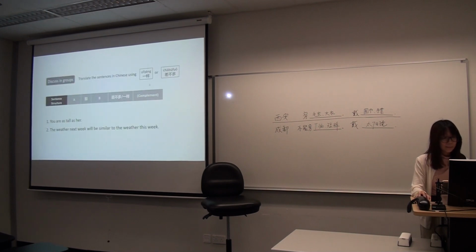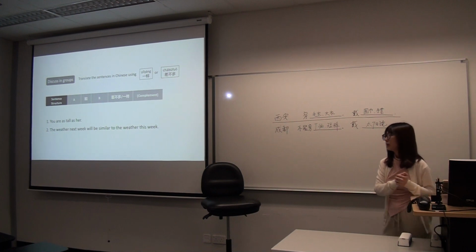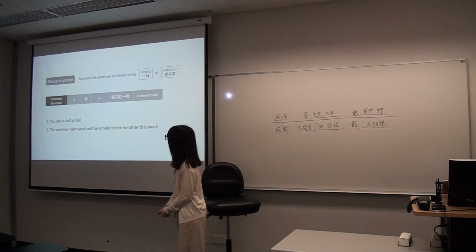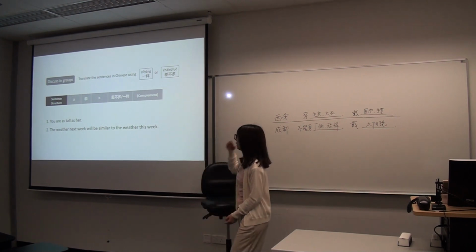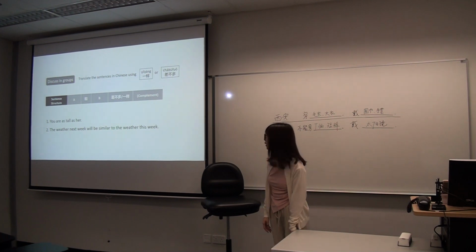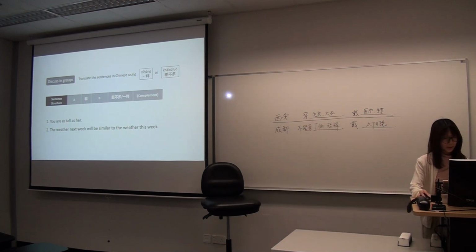Now let's do some practice. Please translate these two sentences into Chinese using this sentence structure. Discuss in groups and translate these two sentences. 1 minute. So, group 2, translate the first sentence. 你和他一样高。What about group 3? Translate the second sentence. 下周的天气和这周差不多。Okay, good. You all understand the sentence structure of 一样 and 差不多.